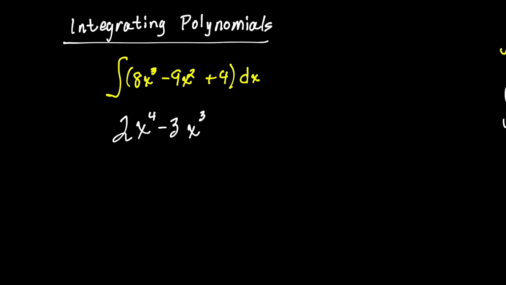And then finally, whenever you have a constant, just stick an x on the end of it. So 4x, when it's differentiated, goes to 4. And one last thing, add your constant of integration.